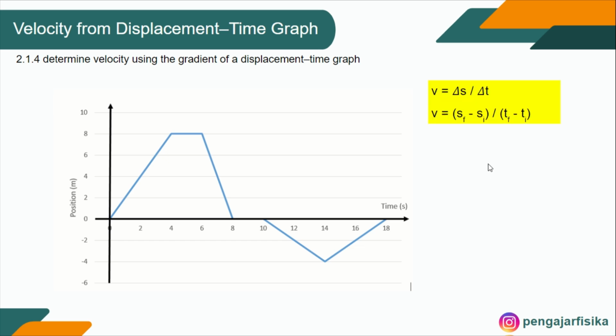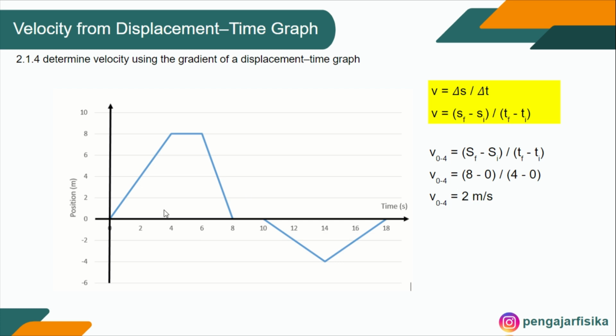As the example here, before we start, here is the formula to find the velocity. Basically, this formula is coming from the gradient formula. So let's say we are going to find the velocity from time equals 0 to time equals 4 seconds. So the final position will be 8 here, and then the initial position is 0. So 8 minus 0. And then for the time will be 4 minus 0. And then we calculate, we get 2 meter per second.